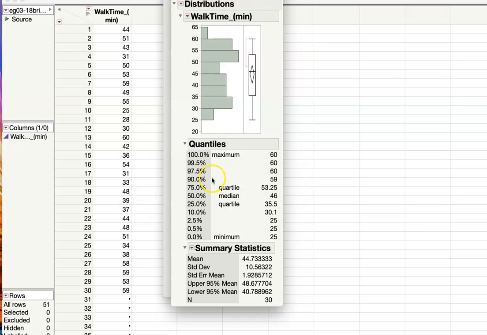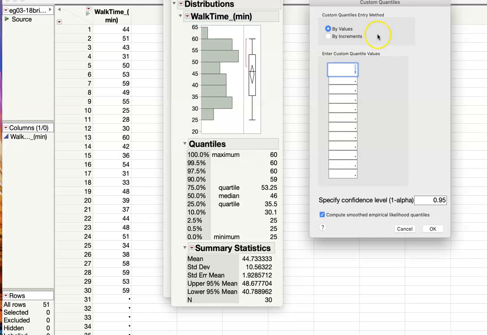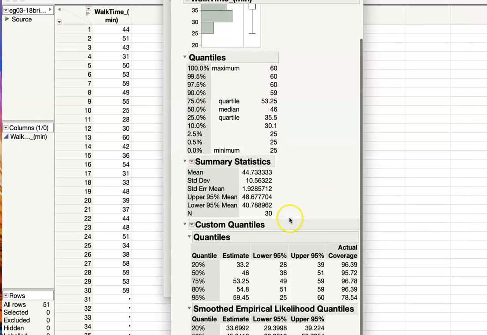And from here, we get these quantiles that are default, so 2.5, 10, these are all percentiles. But what if we want different percentiles? So if you go to your display options, you can actually customize your quantiles, or percentiles in this case. Now, you are going to need to do these as a decimal. So if you want the 20th, the 50th, the 75th, the 80th, and the 95th percentile, give them as a decimal and say okay, and then you're going to get these custom quantiles.